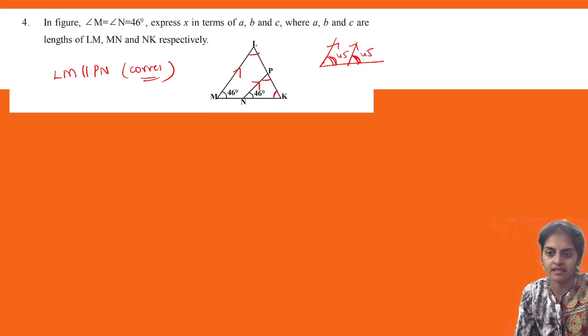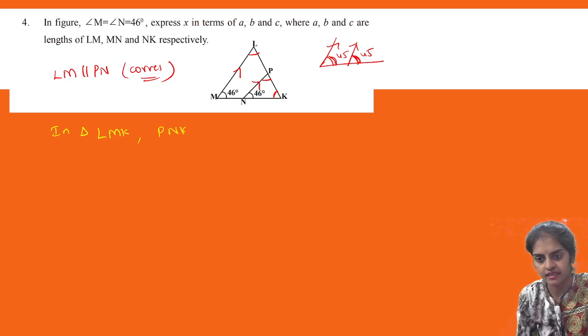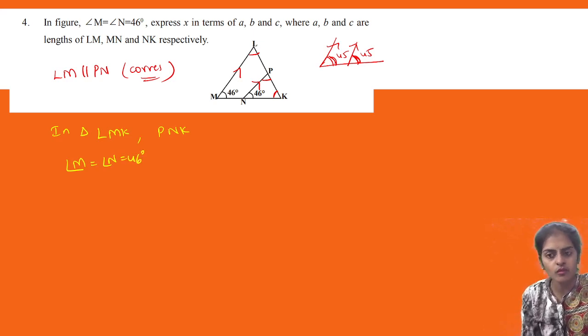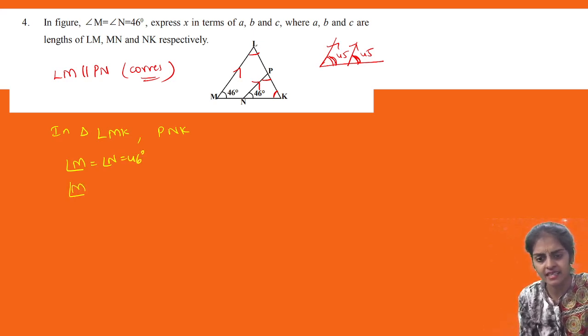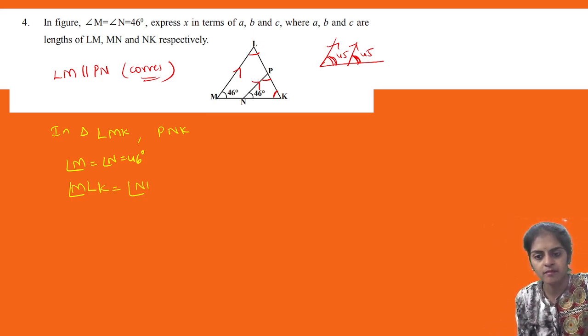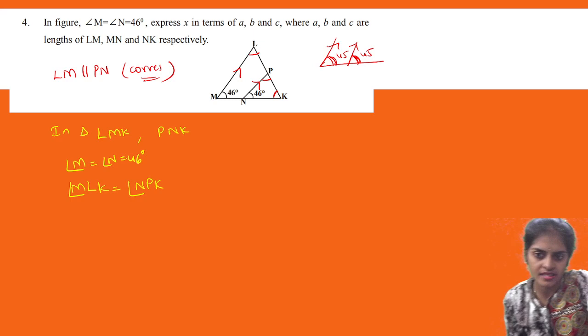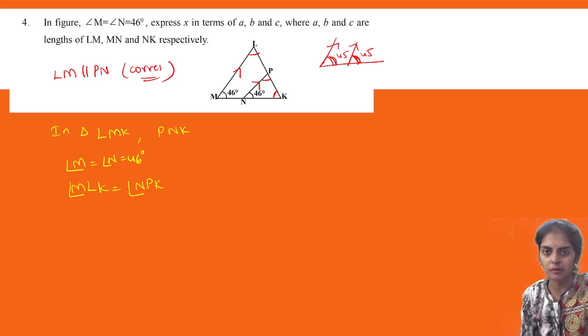And anyway, angle K is a common angle for both the triangles. So let me show you here. In the bigger triangle LMK and the smaller triangle PNK, already angle M equals angle N, given to you in the question. So when two angles are equal, I can simply write angle MLK equals angle NPK. Both are also equal because LM is parallel to PN.